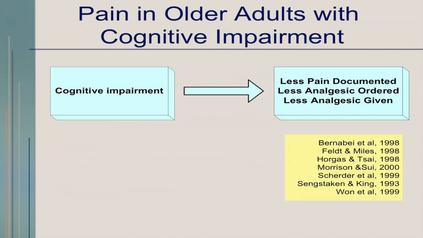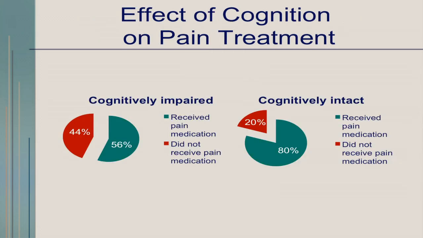Many studies show that as cognitive impairment increases, less documentation and less pain medication is given. The studies by Felt and Morrison, as seen below, were developed in acute care settings, while the rest occurred in nursing homes. This graph represents how cognitive impairment affects a patient's ability to receive pain medication. This study was conducted in a nursing home and found that only 56% of patients with reduced cognitive function received pain medication, as compared to 80% of patients with intact cognition with similar pain complaints and similar characteristics.